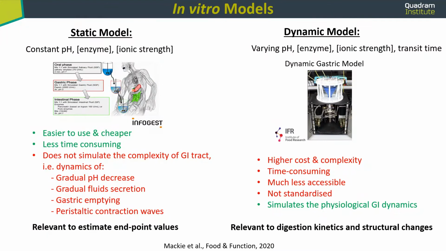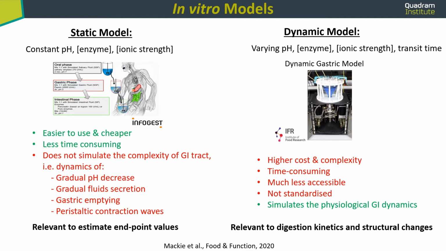The semidynamic model sits between static and dynamic models. These models were already explained in the second webinar by André Brodkorb. So just briefly, the static model means that the parameters such as pH, the ratio of food to enzyme, and ionic strength are constant within the digestion phases, in contrast to the dynamic models. The static models are easier to use and accessible, but they do not simulate the complexity of the gastrointestinal tract, such as those dynamic processes occurring in the stomach I showed earlier.